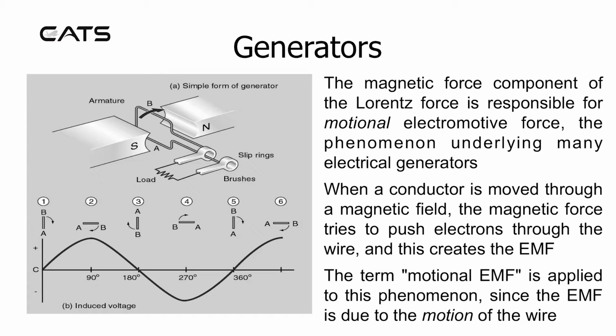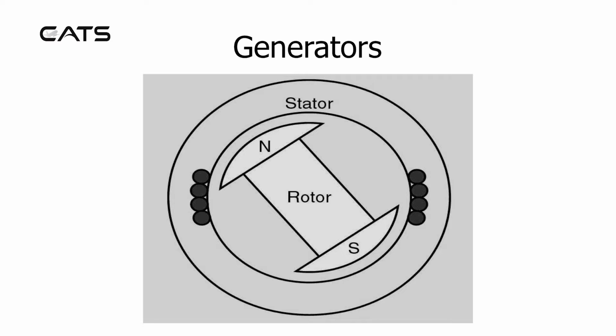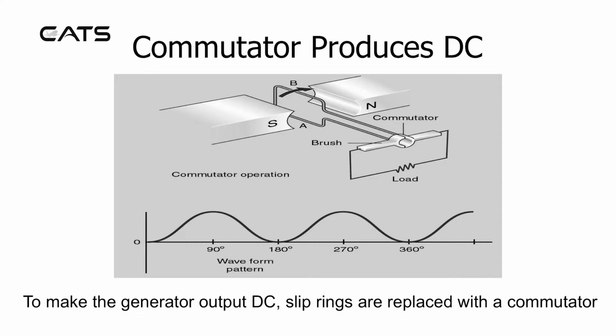The current is transferred to slip rings through which the wire, armature conductor, is free to rotate. A generator contains stationary and rotating components. A commutator produces DC. To make the generator output DC, slip rings are replaced with a commutator.